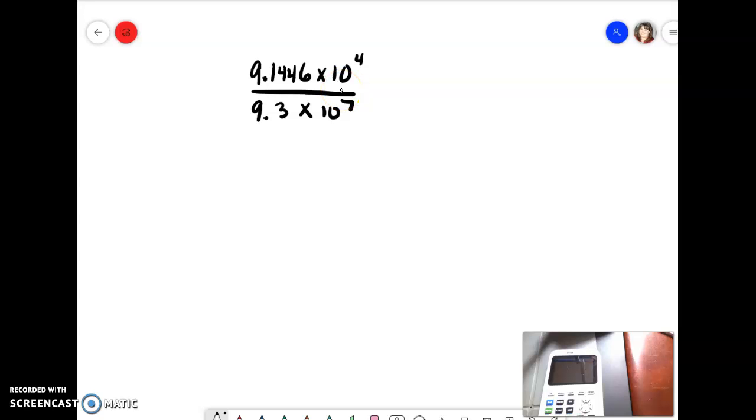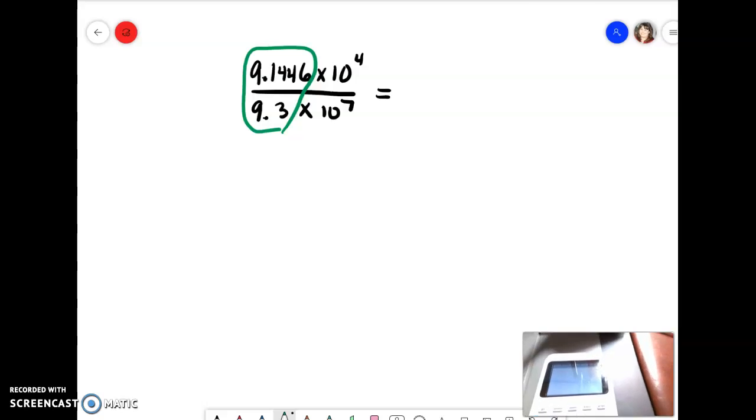All right, so I'm looking at this problem and I've put the 91,446 into scientific notation. So moving that decimal over 4 places to the left, I got 4 here. And so when I do these problems, one way to do them is I can divide this portion of the problem. So I'm going to turn my calculator on and you should see my screen at the bottom.